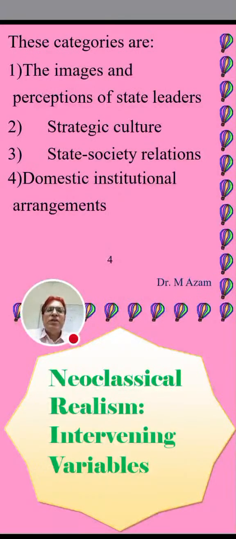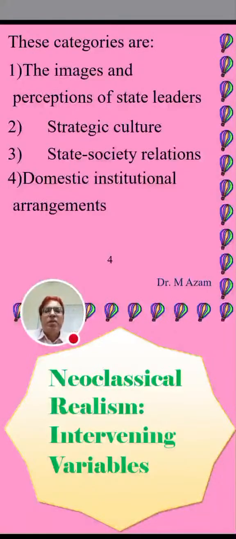Number three is state-society relations. Society means citizens, we, people, common people who live in a state. So what is the relationship between the state and the citizens? That is called state-society relations. It is the third set of intervening variables.